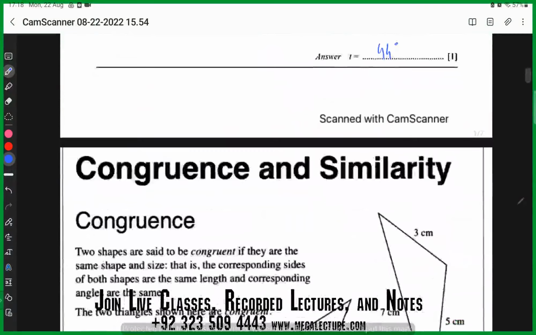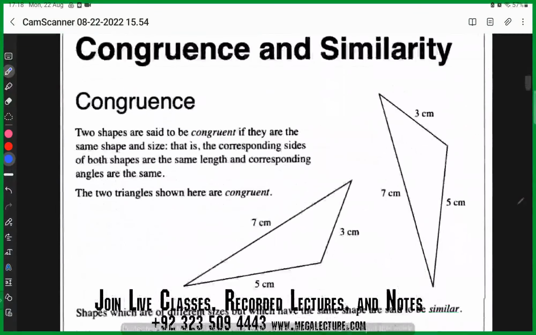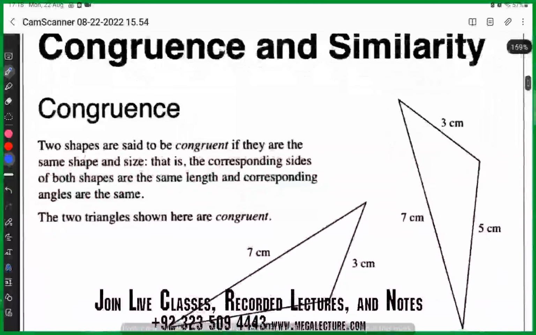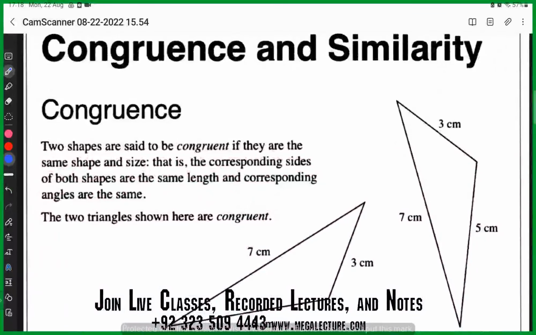And now let's talk about the next thing that is in geometry. It is basically congruence and similarity. Okay. Now congruence and similarity are two things which look very much the same, but they are not that same. Okay. Let's read the definition. Congruence. Two shapes are said to be congruent if they are the same shape and size.